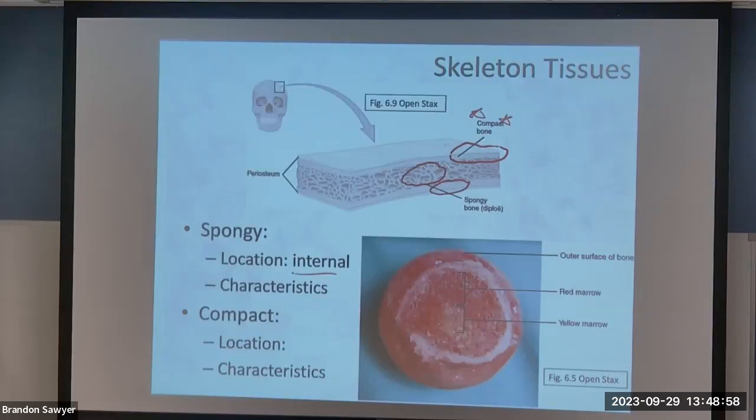This is where we're going to find the marrow, right? So this is where red bone marrow is, as well as yellow bone marrow. We'll talk about how those are different in a sec. And then compact bone's always on the outside, right? Very, very dense, very, very hard. It gives the bone most of its stability, even though the spongy bone also helps with stability too.